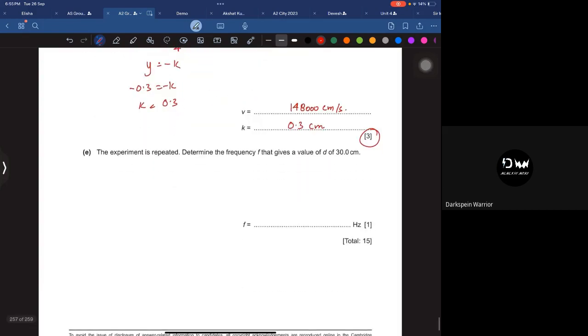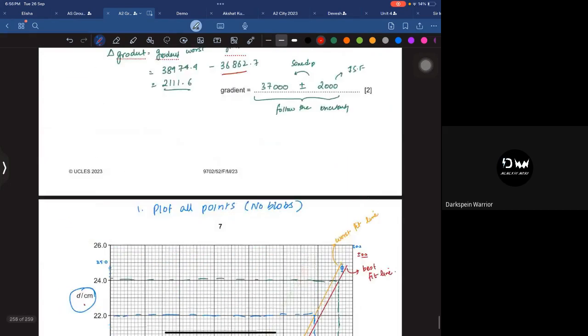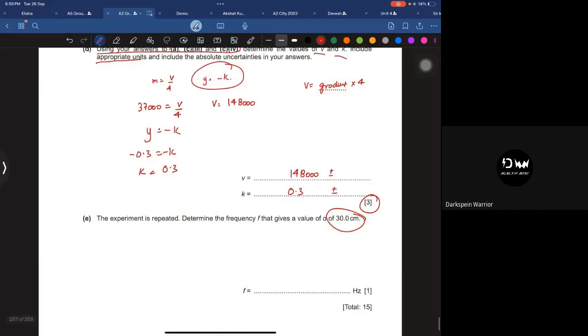And then it says the experiment is repeated, and now you need to determine the frequency. What about the absolute uncertainty, sir? In part D, also include that. Okay, that's fine. So now you need to understand that V is equal to the gradient times 4. Sorry, I forgot about that. So the gradient uncertainty, you need to multiply by 4. So what is that? 4 into 2,000 is 8,000. So we're going to write 8,000 centimeters per second.